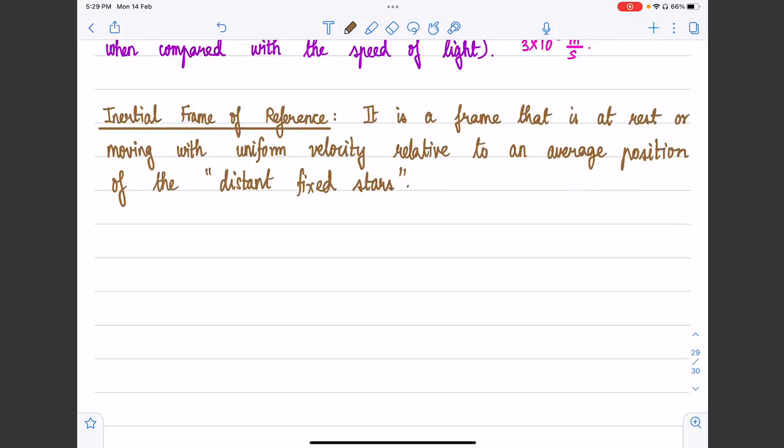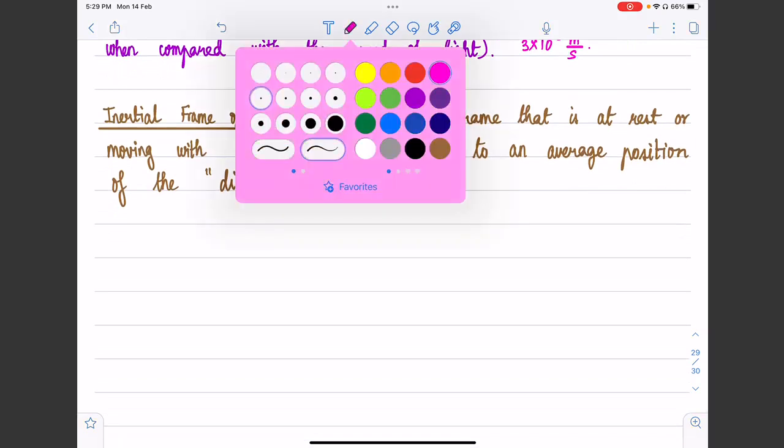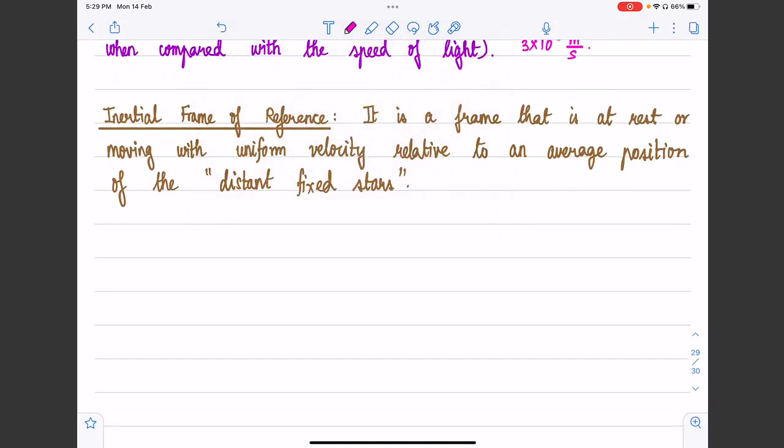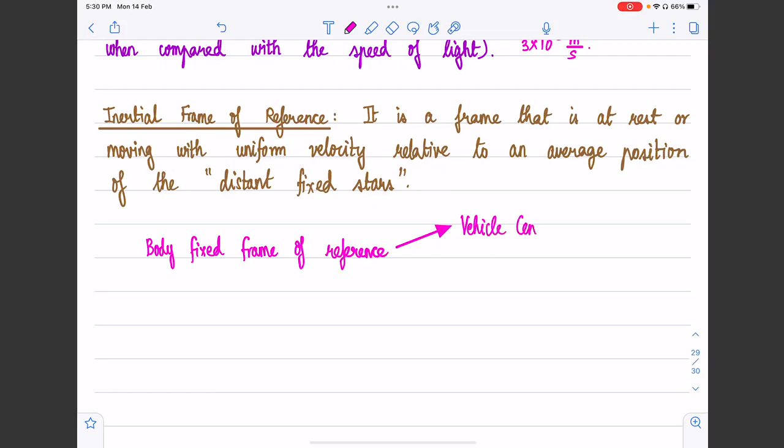However, for the sake of convenience, we have several body fixed frames of reference. So what is a body fixed frame of reference? Many times we measure quantities by attaching coordinate frames, or frames of reference, to specific points in the body under study. For example, since we are dealing with road vehicles, we may attach a body fixed frame of reference to the vehicle's center of mass. So that is one option.